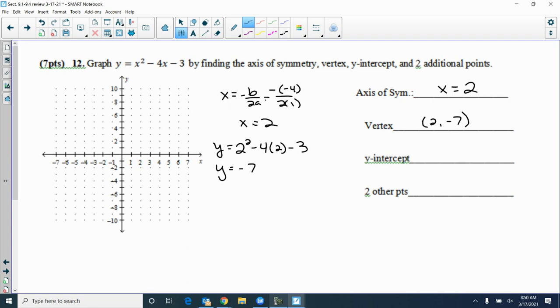All right, now let's go over to the graph, and where you get x equals 2, let's put a dotted line because that's going to cut it in half. And at 2, -7, you're going to put a point. Okay, at 2, -7, you're going to put a point.